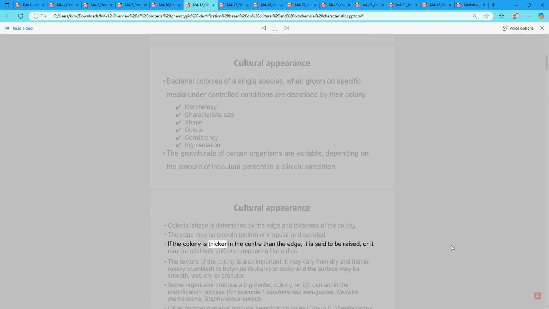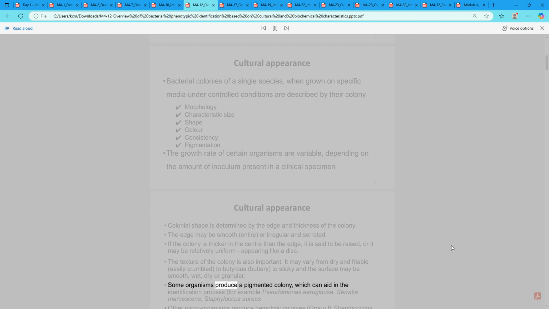If the colony is thicker in the center than the edge, it is said to be raised, or it may be relatively uniform, appearing like a disc. The texture of the colony is also important. It may vary from dry and friable, easily crumbled, to butyrous, buttery, to sticky, and the surface may be smooth, wet, dry, or granular.